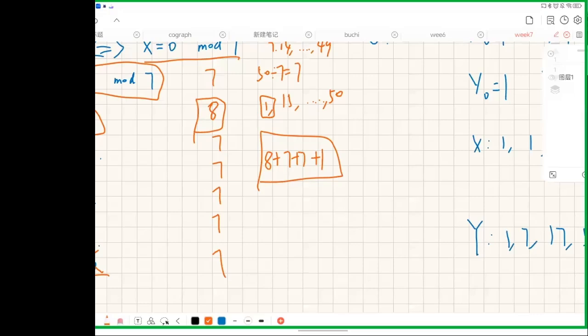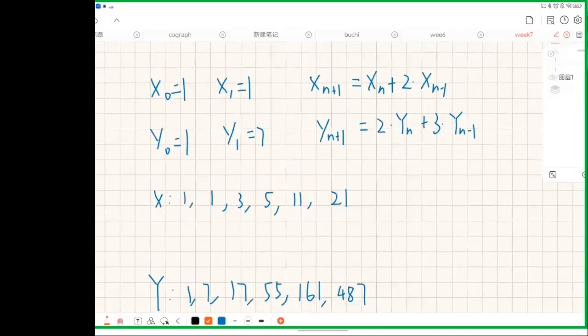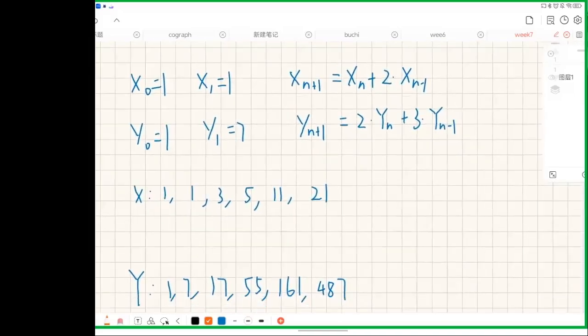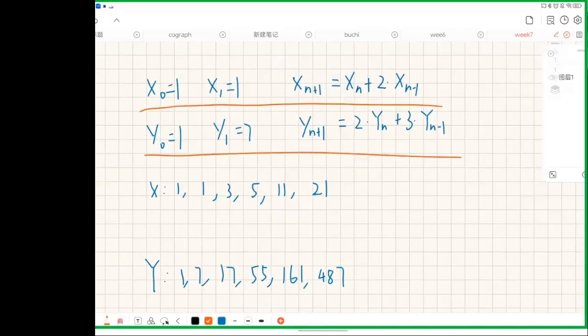Okay, cool. Let's go to the next question then. For question 5, we have the following two sequences, x and y. And we want to show that except 1, no other terms will appear in both of the sequences.